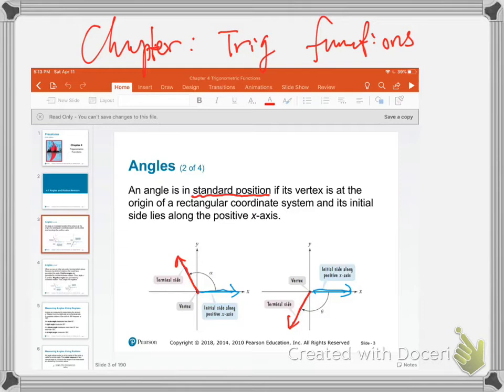And then we have two ways to rotate. If you rotate this way, counterclockwise, then it's a positive angle. If you rotate clockwise, the other way, then this is a negative angle. So that's the standard position and positive and negative angles. The vertex of the angle is in the center.